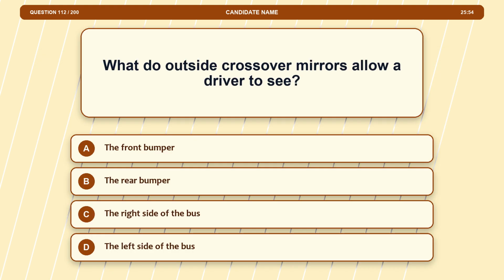Question 112. What do outside crossover mirrors allow a driver to see? Option A, the front bumper. Option B, the rear bumper. Option C, the right side of the bus. Option D, the left side of the bus.